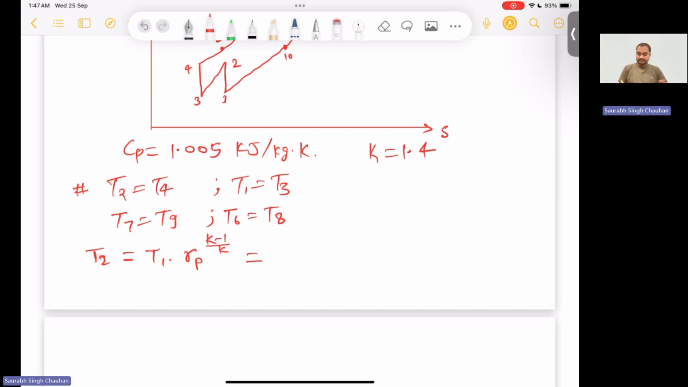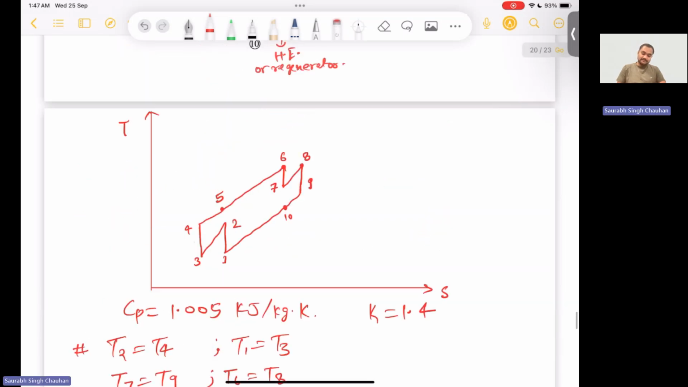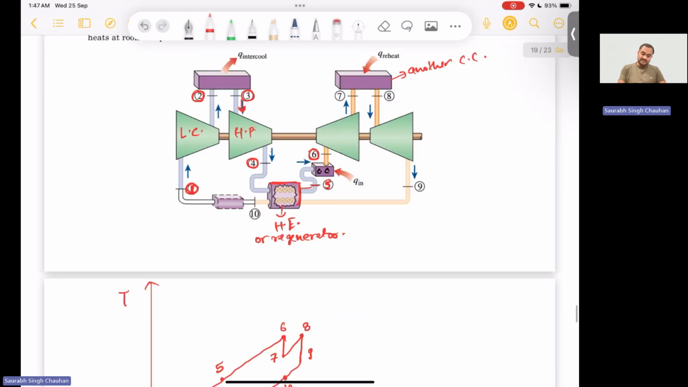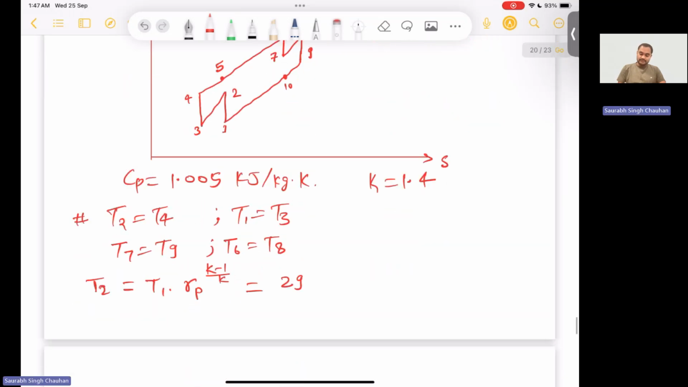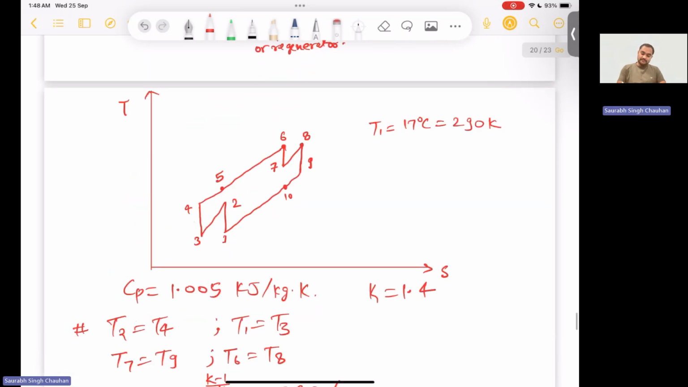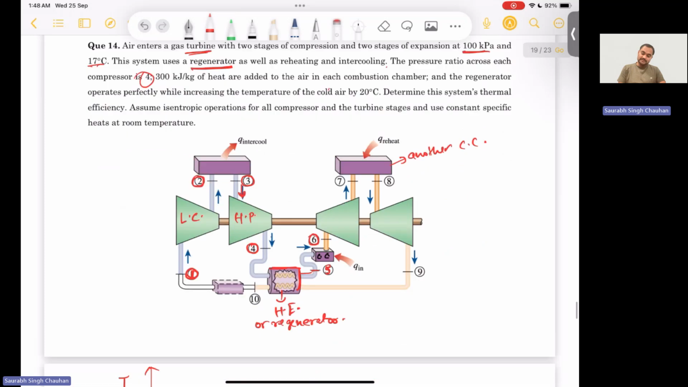So if you substitute the values, you will get the inlet temperature. This was 17 degrees Celsius, right? So T1 is equal to 17 degrees Celsius or 290 Kelvin. And this Rp, pressure ratio, was 4, across each compressor.